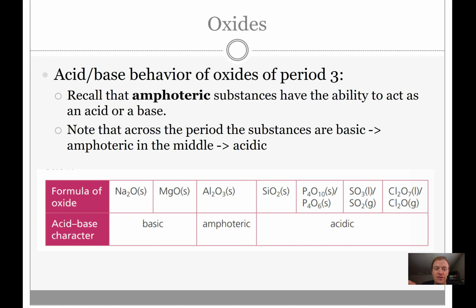Another thing we need to know about the oxides of period 3 is the acid-base behavior. The term amphoteric is substances that have the ability to act as an acid or a base. So as we move across the periodic table here, thinking about the acid-base character of these compounds, you go from basic, the two compounds farthest left are basic. Aluminum, which is kind of in the middle, is amphoteric, an acid or a base, and then the other compounds are acidic in water. So we do need to know that, and we need to know this little pattern that we see here. We're going from basic to acidic.